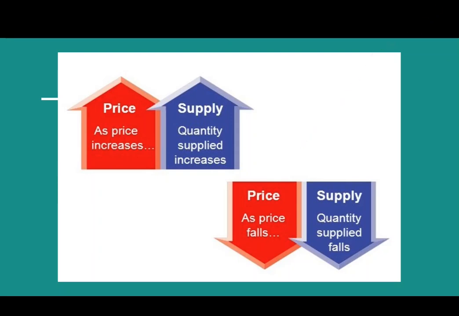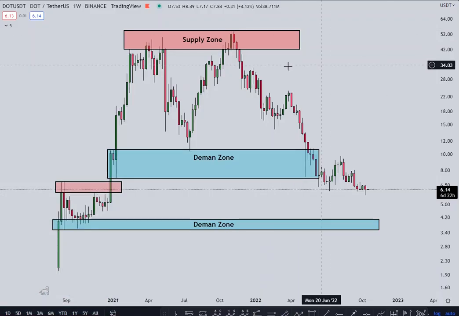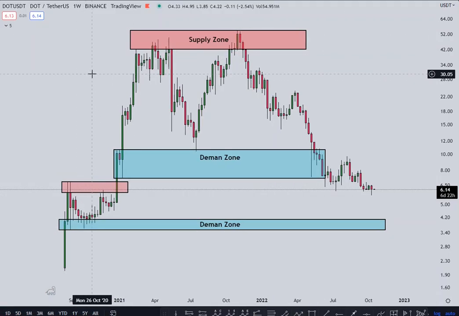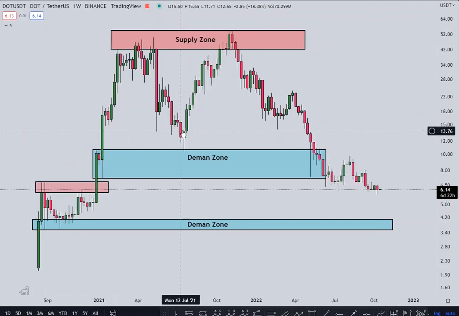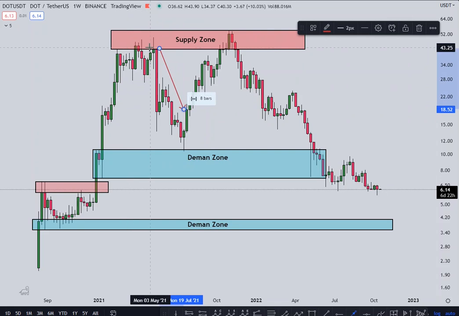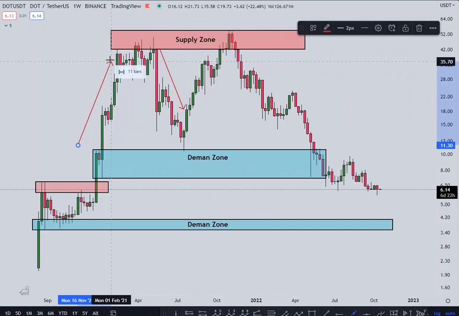Let's go on a chart and talk about these concepts in more detail. This is a chart of a cryptocurrency, Polkadot. And as I said, here we have a supply zone, which forms before a downtrend. Here we have a downtrend. And a demand zone, as you can see here, forms before an uptrend. You can see an uptrend here.